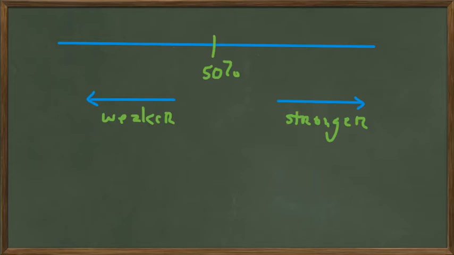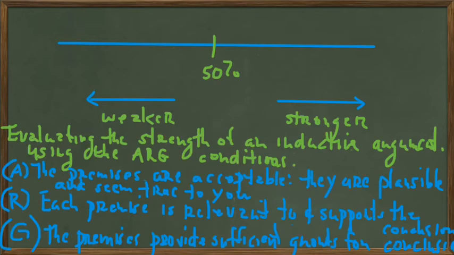So let's look at some schemes or structures that we use to evaluate the strength of an inductive argument. We're going to use what are called the ARG conditions. First, the premises must be acceptable. That's the A condition. That is, they must be plausible and seem to you to be true.